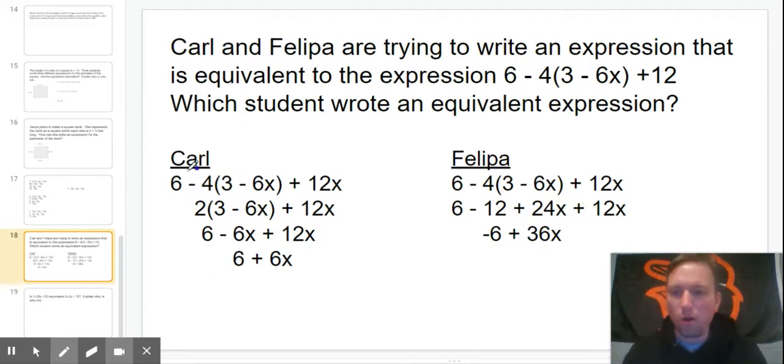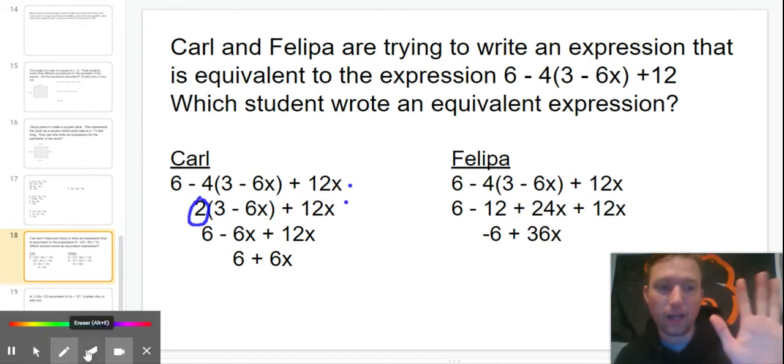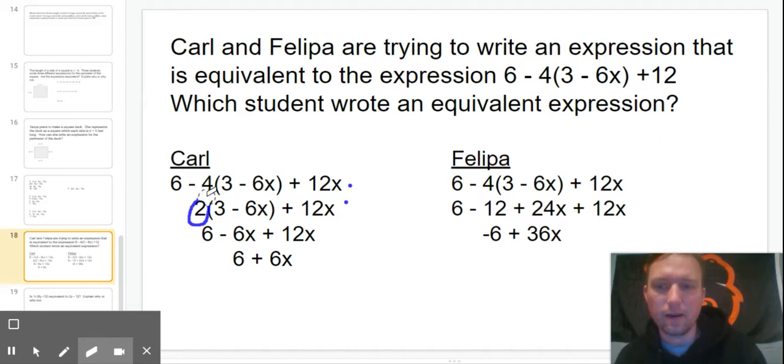So we'll start over here with Carl. Now, here's something that you need to remember when you are simplifying expressions, or really anytime that you're working with expressions or equations. When you see parentheses, you want to take care of the parentheses first. That's the first thing that you do. So we're looking here, and right off the bat, it looks to me like Carl did 6 minus 4, and he got 2 here. So right off the bat, you can see that from the first line to the second line, the parentheses are still there. And that's usually a red flag, like, uh-oh, something did not go right here.